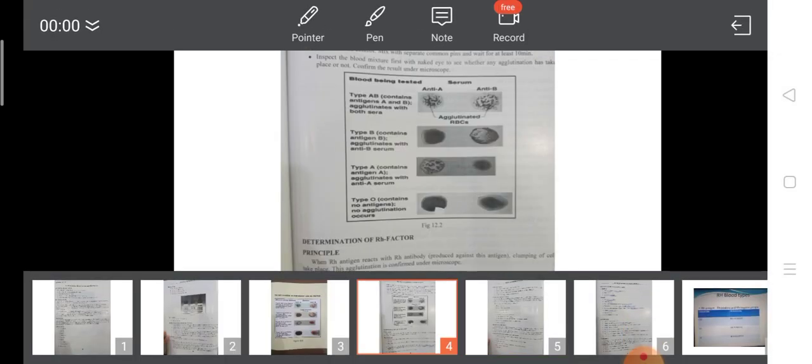Why is the RH factor important? It is basically a kind of protein antibody present in your blood, which saves you from many complications during the blood transfusion process. When RH antigen reacts with the RH antibody produced against this antigen, clumping of cells will take place. The agglutination is confirmed under the microscope.